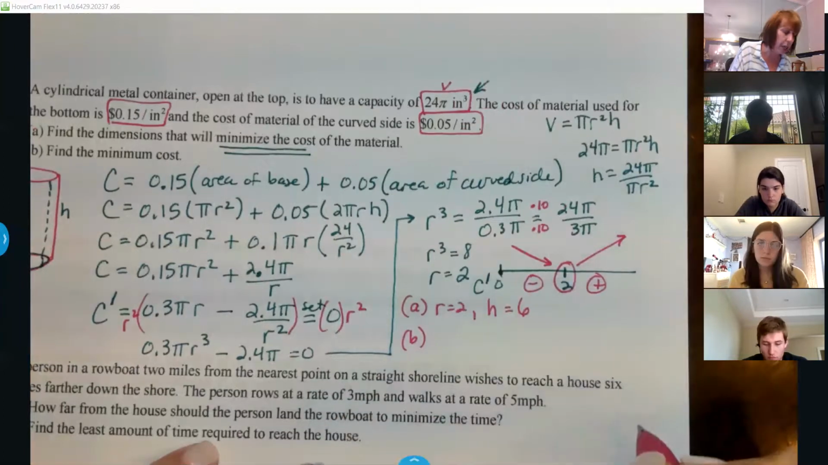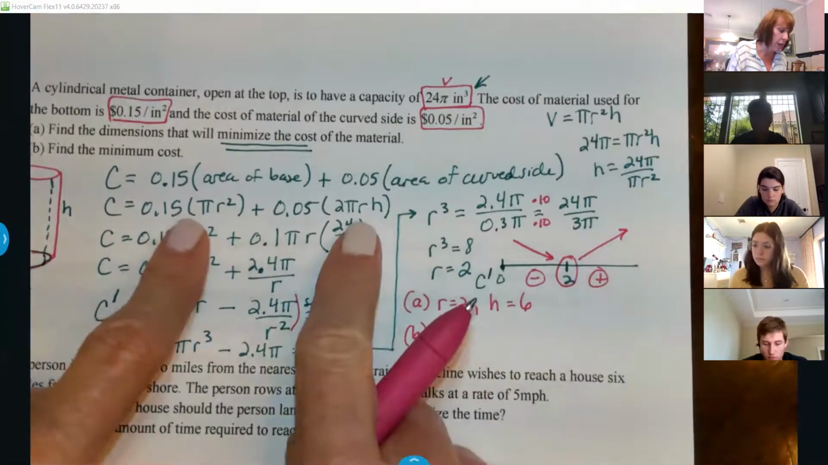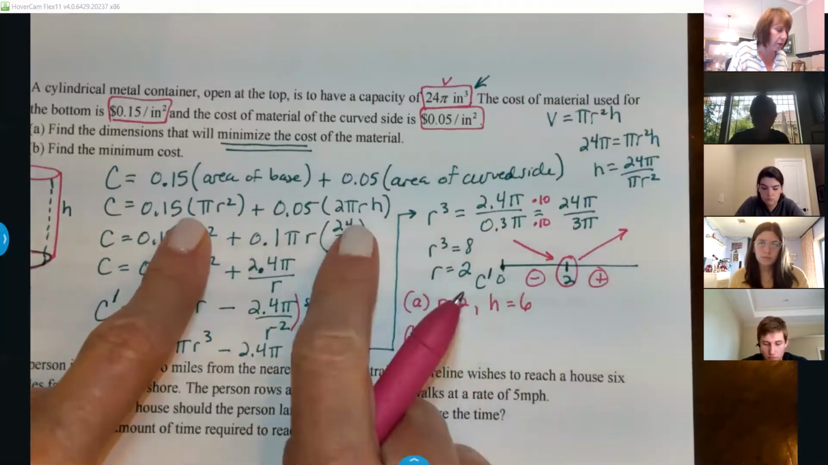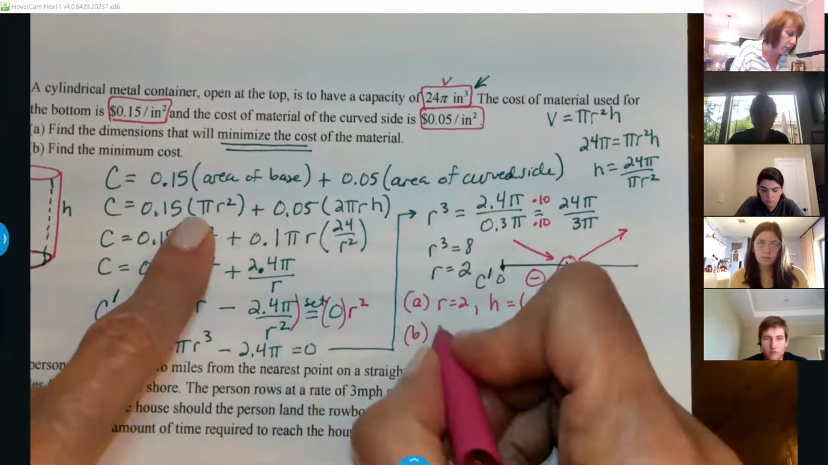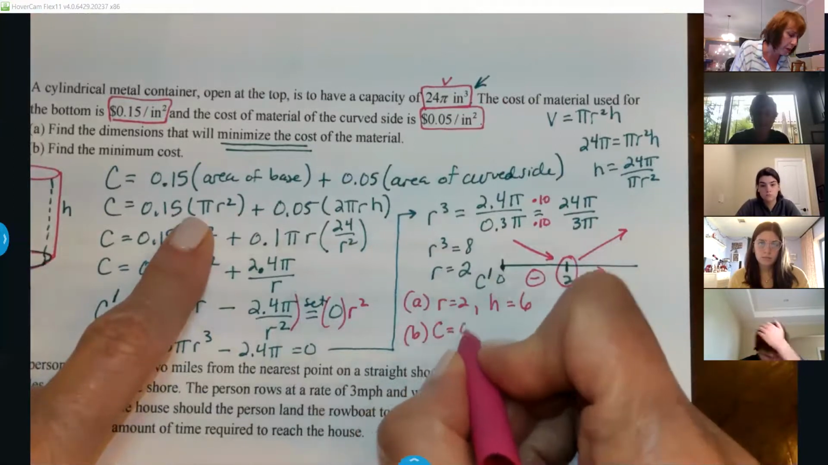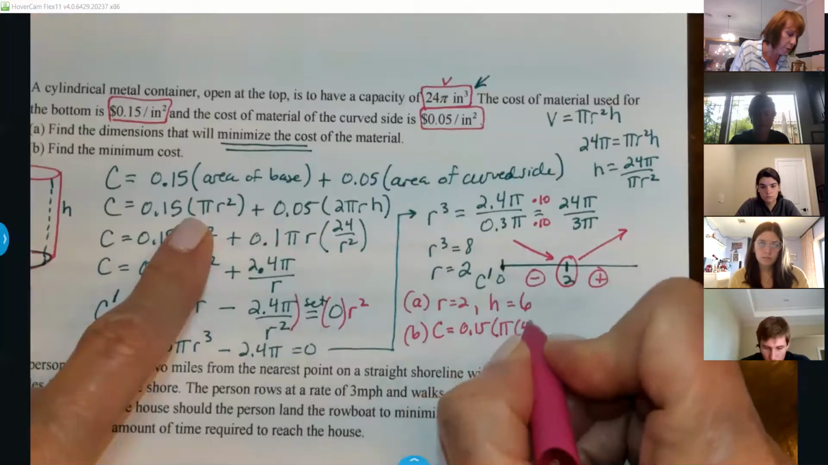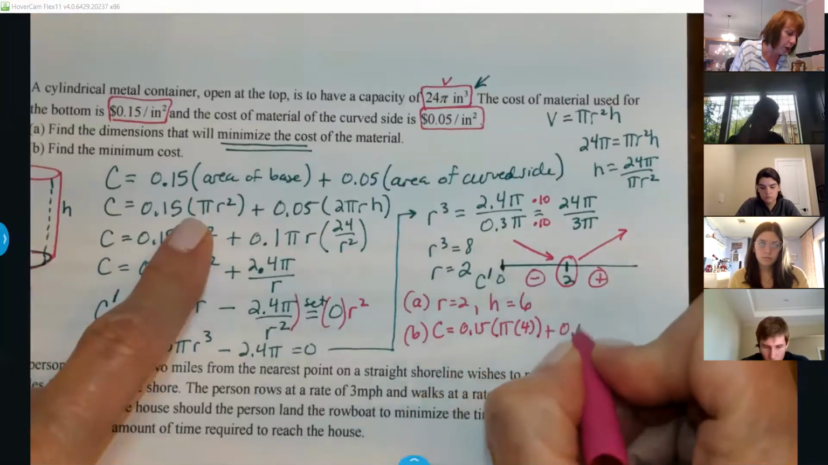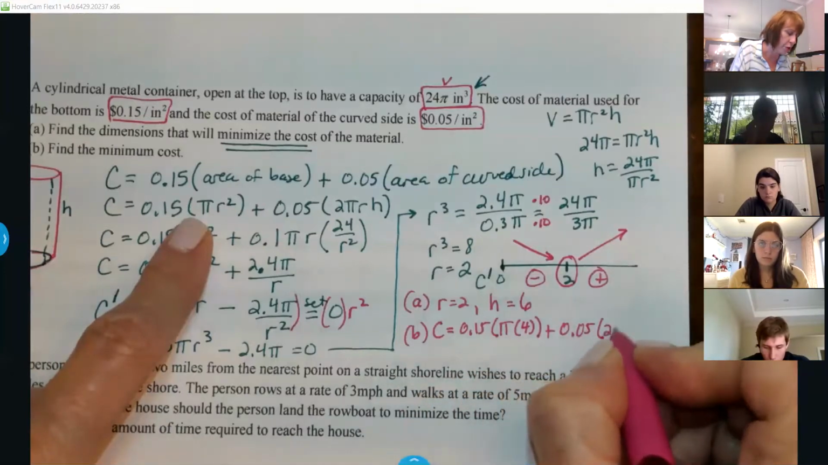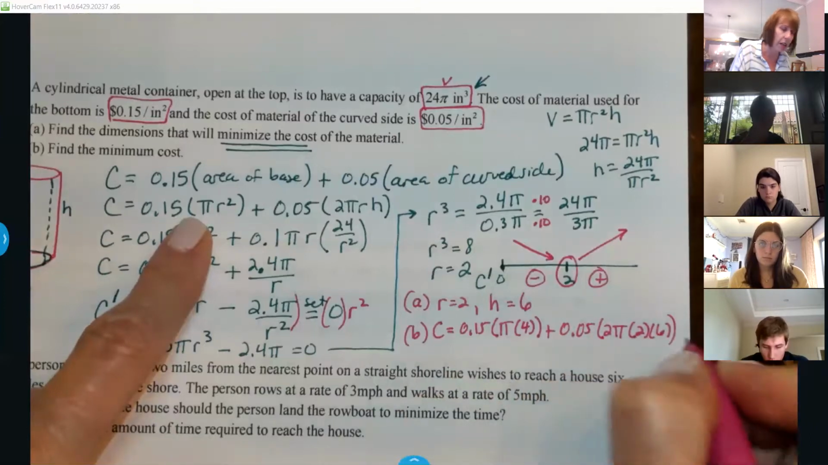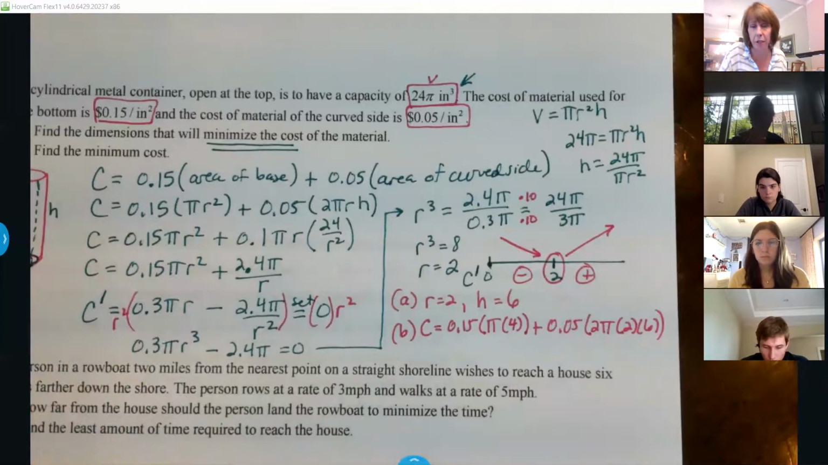And in part B, the cost would be, and I would just put 2 and 6 into this equation here. So the cost would be 0.15 times pi times 4 plus 0.05 times 2 pi times 2 times 6. And I would just say stop right there.